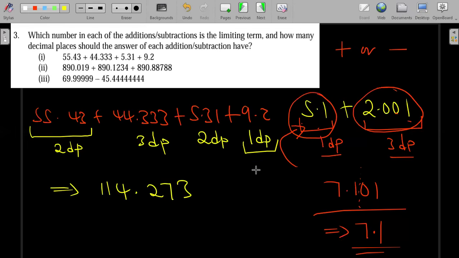But remember, the number that had the least number of decimal places had 1 decimal place. So it means we have to round off this number here to have 1 decimal place. So we're going to round it off from here.